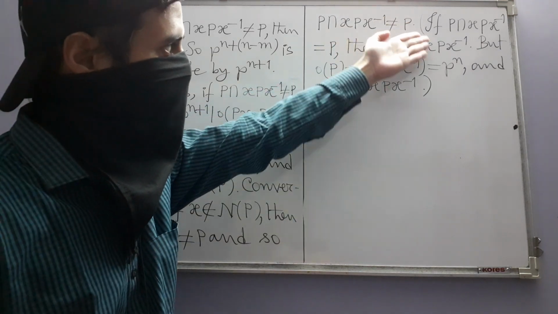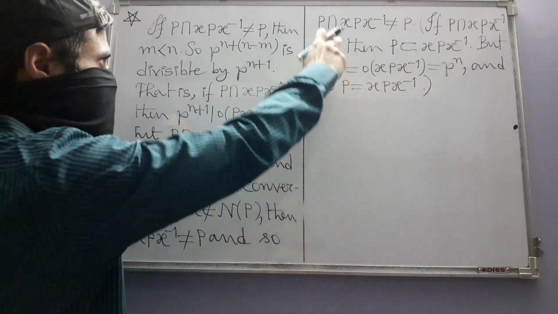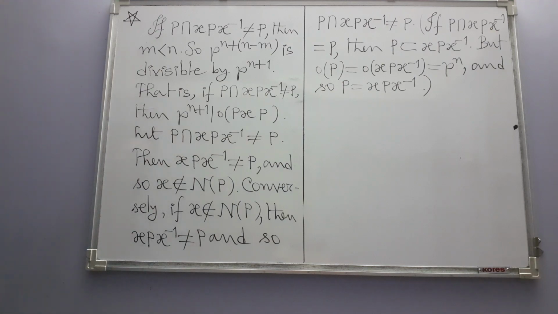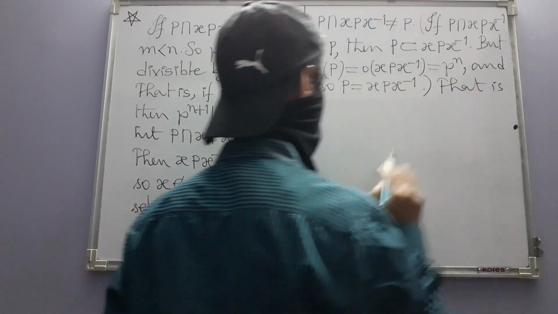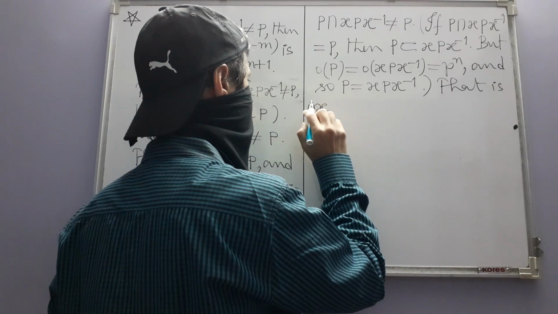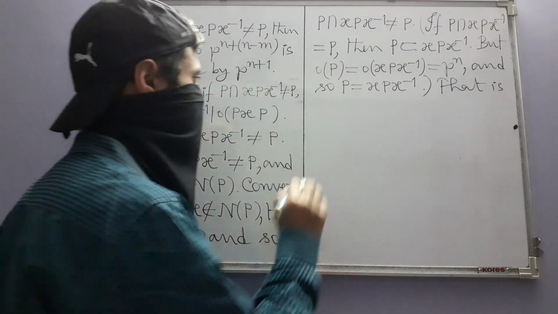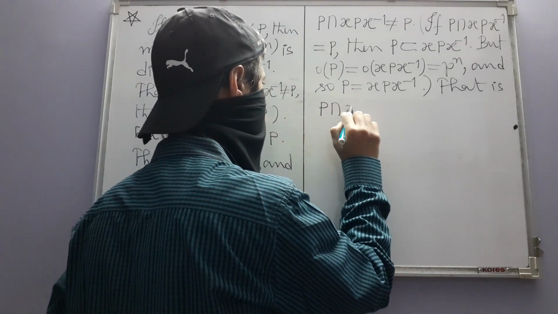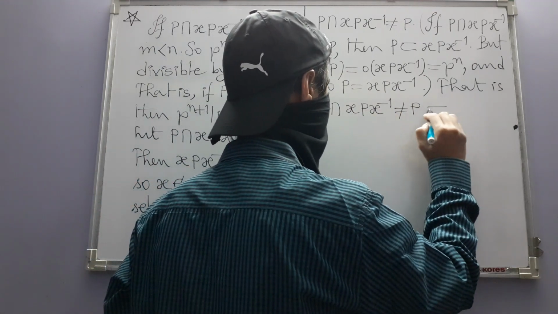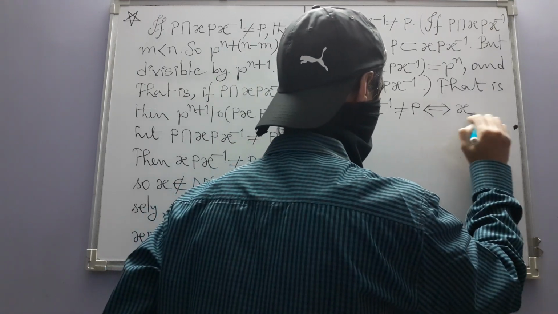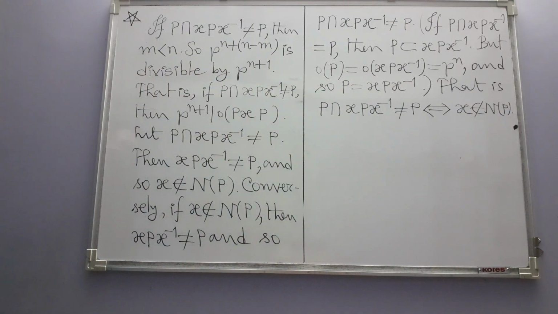In fact, in this part within the parenthesis, we have proved its contrapositive. So that's why we now have this. That is, P ∩ xPx⁻¹ is not equal to P if and only if x is not an element in the normalizer of P.